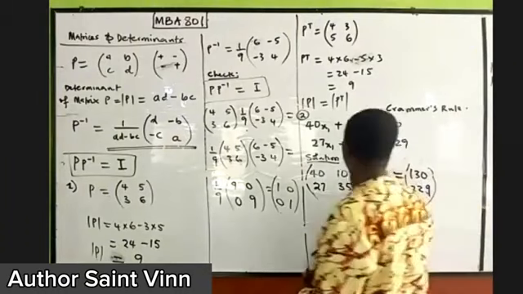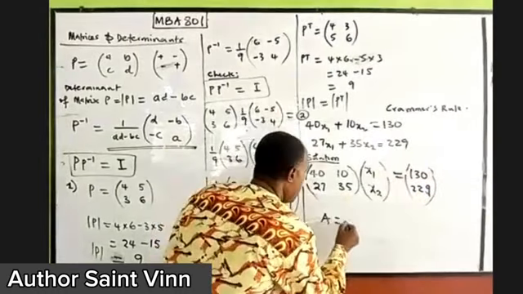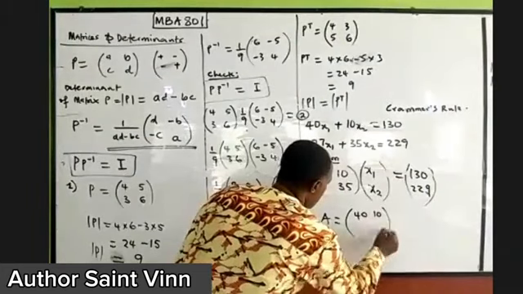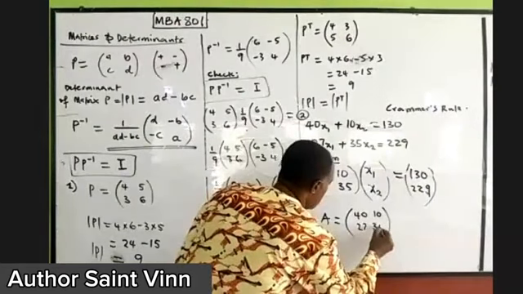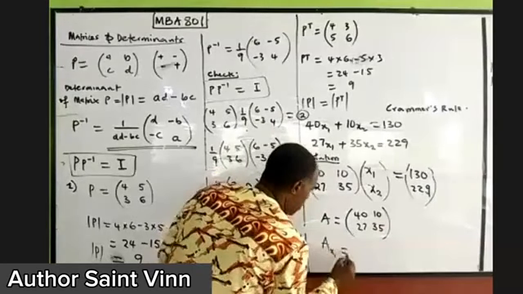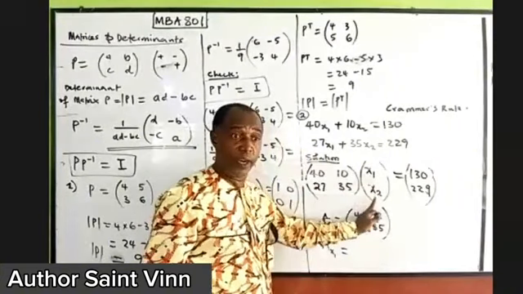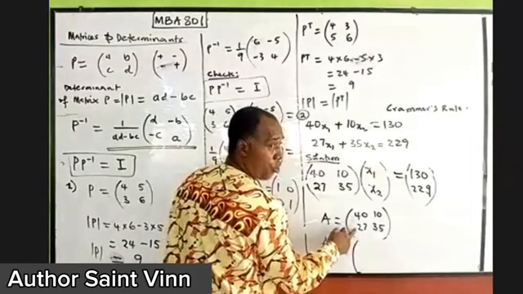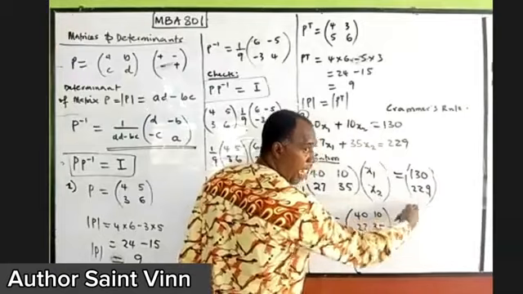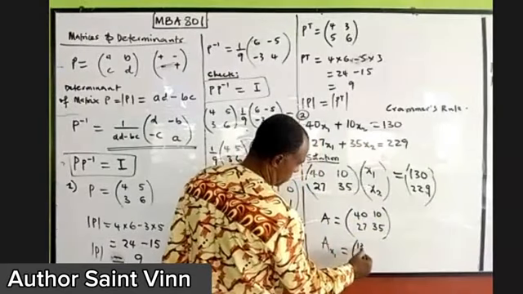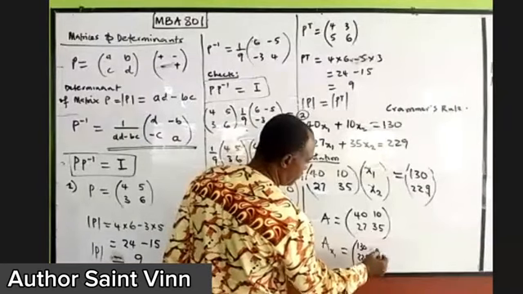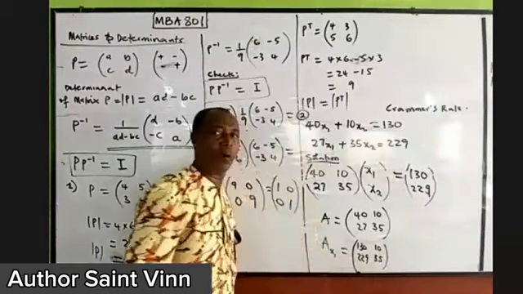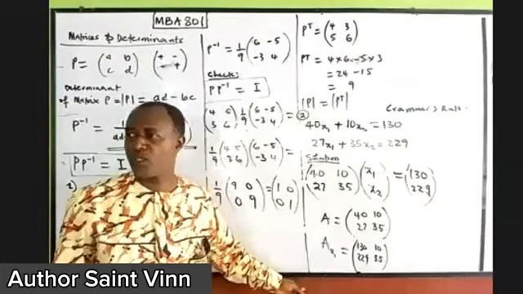So, without wasting much of our time, let me call this A. This is the first matrix, the original one. The second one is A1. I'm forming another one. First column: I swap. If you know how to swap, the second matrix is formed. Any question?